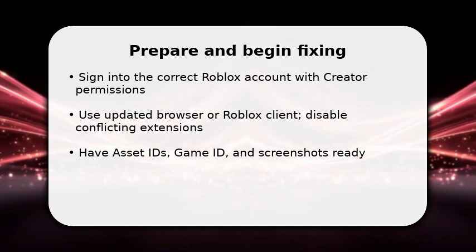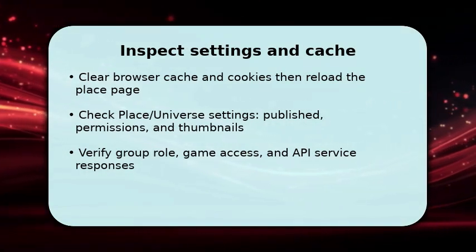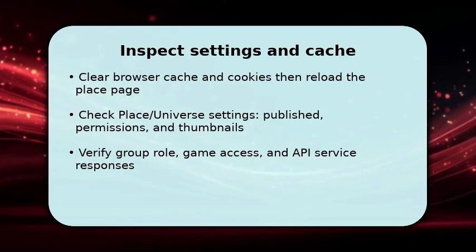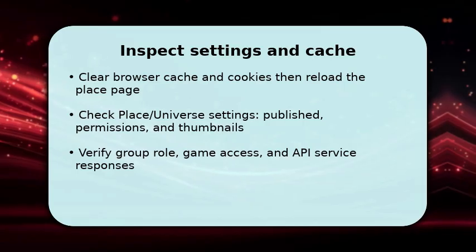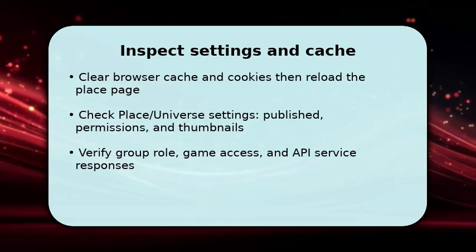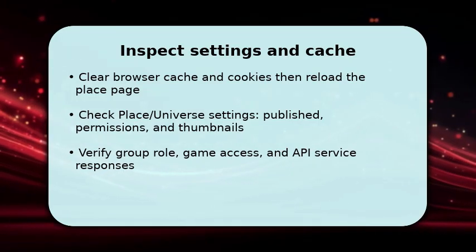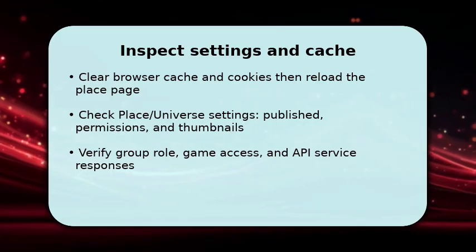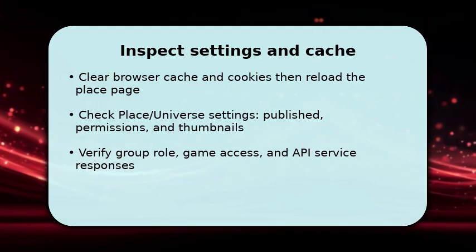or page checks. Next, clear cache and cookies and reload the place page to rule out stale content. Many UI issues come from cached JS files. Then open the place's configure page and confirm it's published, visible, and that thumbnails and descriptions are set. Missing thumbnails can disrupt the view panel. Also check group roles and access if the place belongs to a group, because roles can hide management controls.